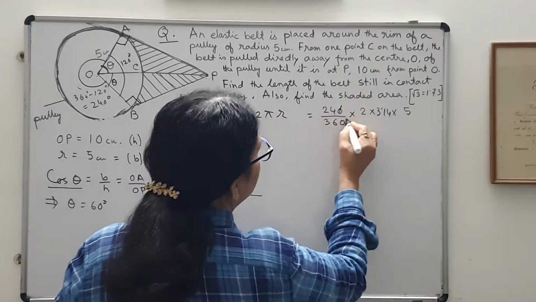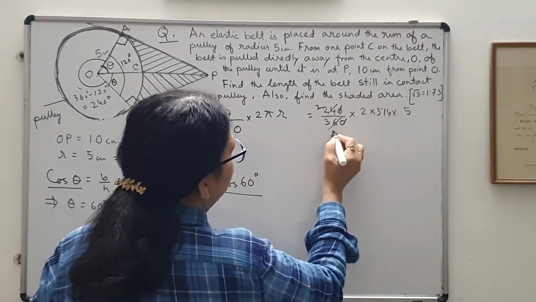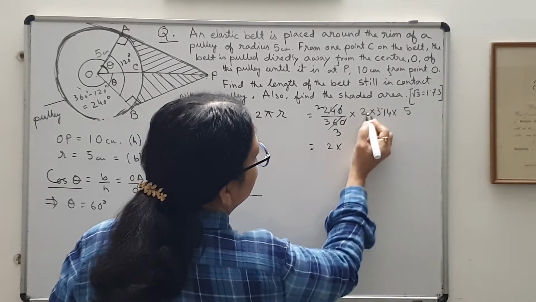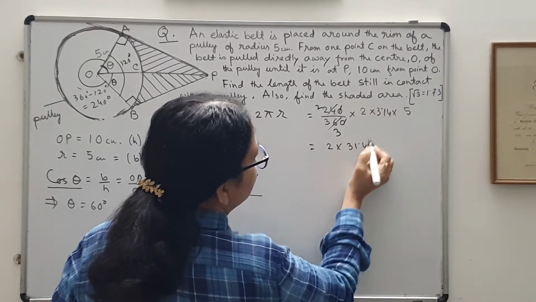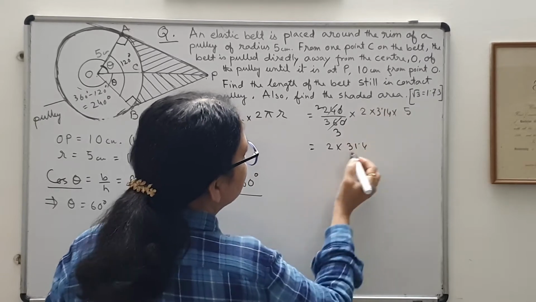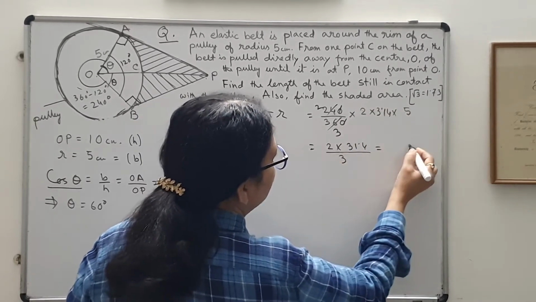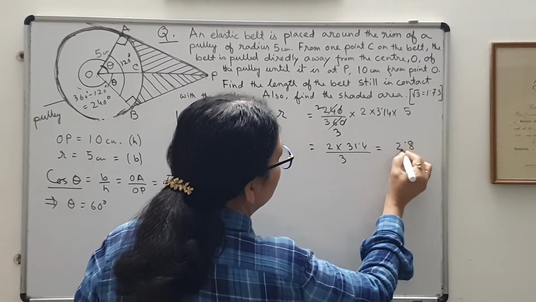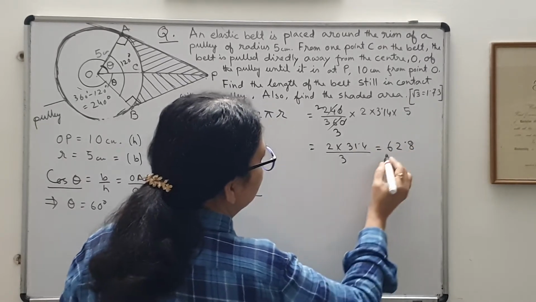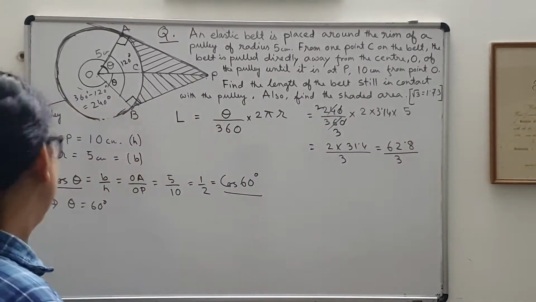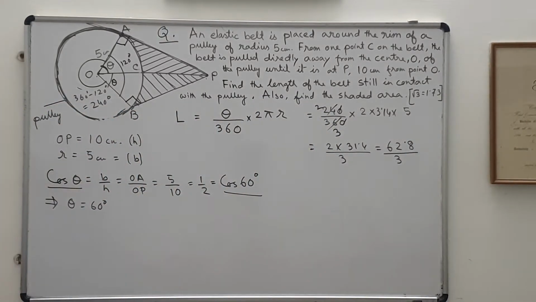So now it is very easy. Cancel by 12, 12 to 24, 3. So it is how much? 5 to 10. So it is 2 into 31.4, because I am just shifting the decimal point by this upon 3. So it is very easy now. You just multiply by 2, it is 62.8 upon 3.